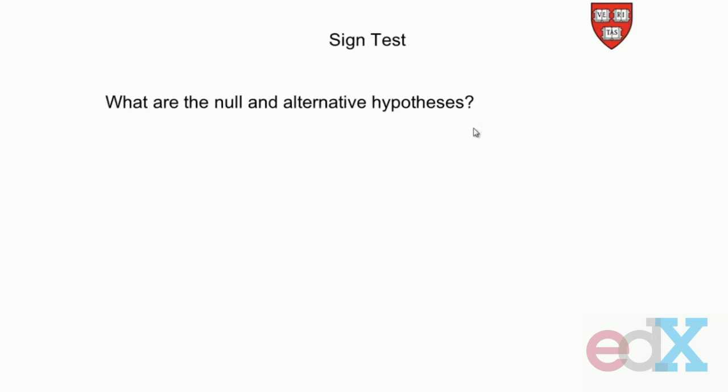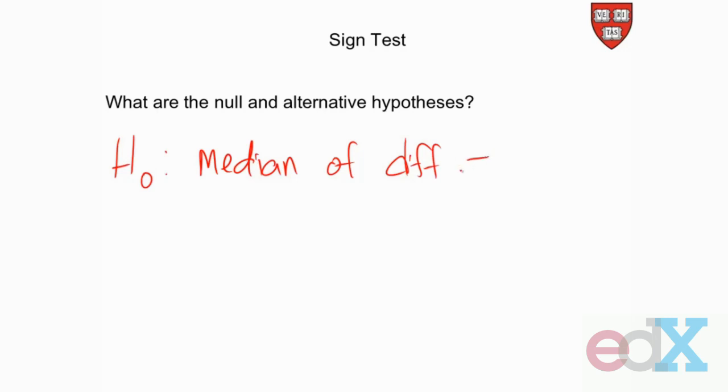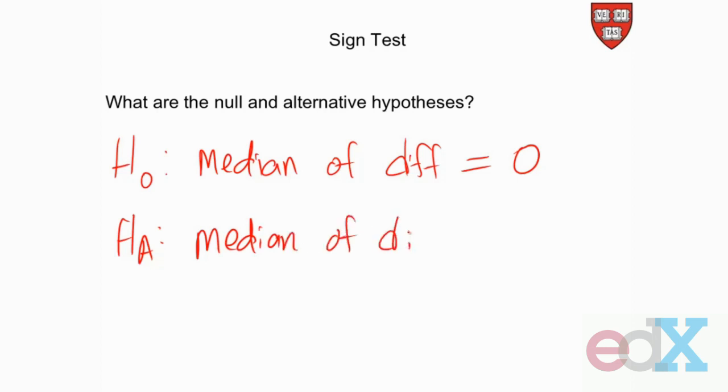So for the sign test, what are the null and alternative hypotheses? Now, the null hypothesis is that the median of the differences between the measurement at admission and 6 hours after admission to the ICU is 0. And the alternative is that the median is not equal; the median of the differences is not equal to 0.